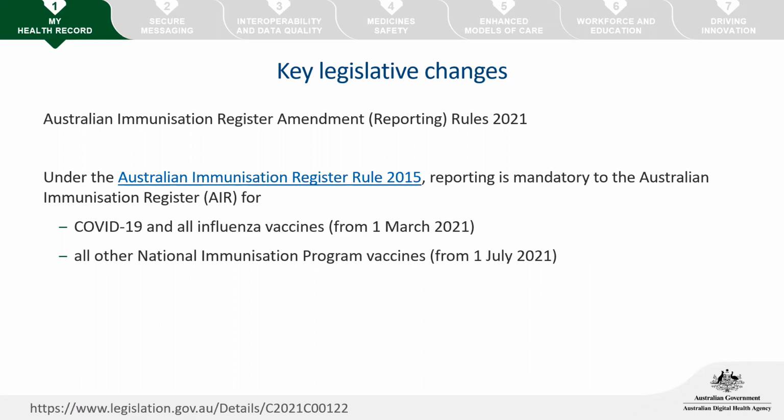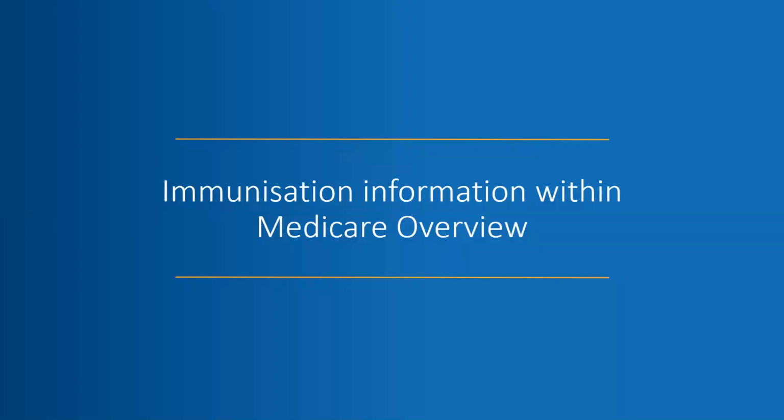And so once the vaccine encounter has been reported and uploaded to AIR, this information will flow through into My Health Record and be available to you. And so what this means with the new mandatory requirements is that you will start to see more immunisation information flowing into My Health Record. Now, previously, the only way in which you could view immunisation information within My Health Record that was coming from AIR was through the Medicare Overview.